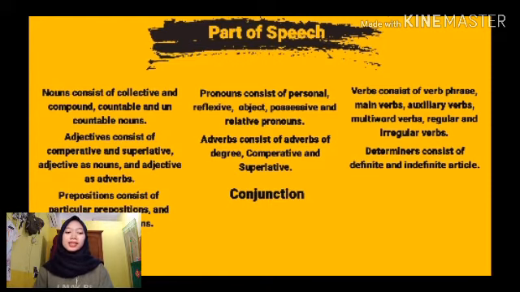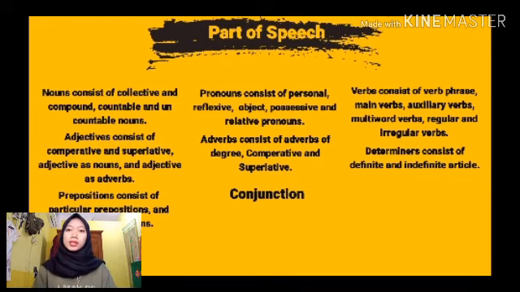Okay, the first is noun phrase. A noun phrase consists of nouns, pronouns, and determiners. Nouns consist of collective and compound, countable and uncountable nouns. Nouns can be collective when we describe groups or organizations, for example, team, family, government, organization. That's called collective nouns.